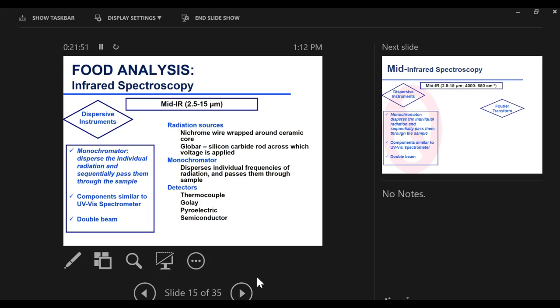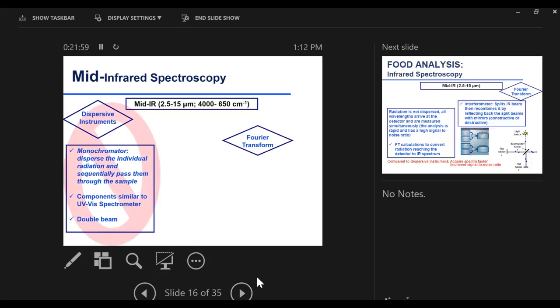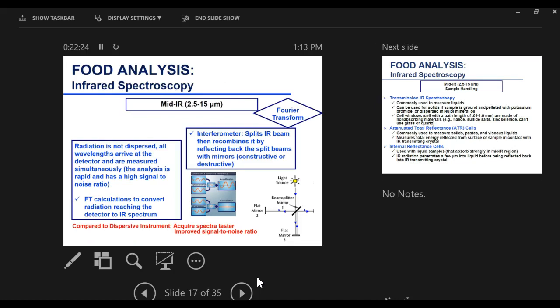However, dispersive instruments are no longer in use. There might be old ones in your lab, but they are not usually used anymore. The more common one is the Fourier transform, or what you have probably heard of is the FTIR, Fourier transform infrared spectroscopy. So they're more complex instruments, with a lot of different calculations. It's called Fourier transform calculations to convert the radiation into IR spectra.